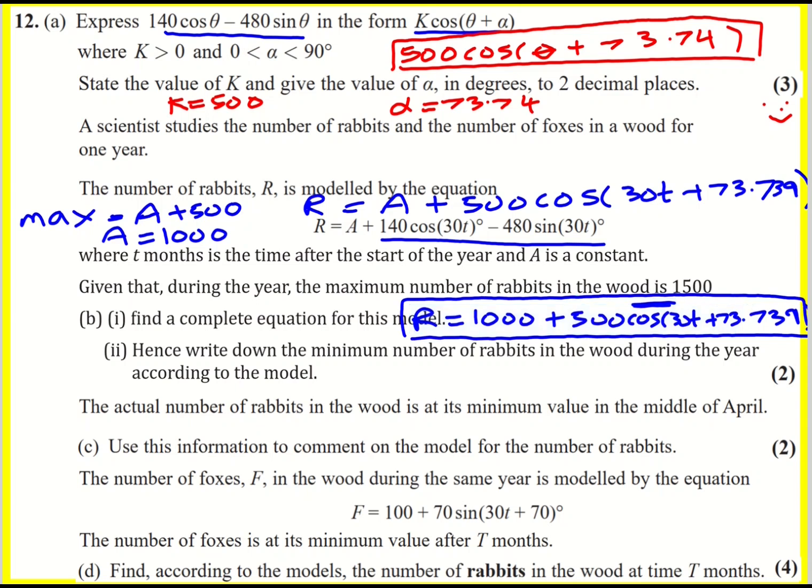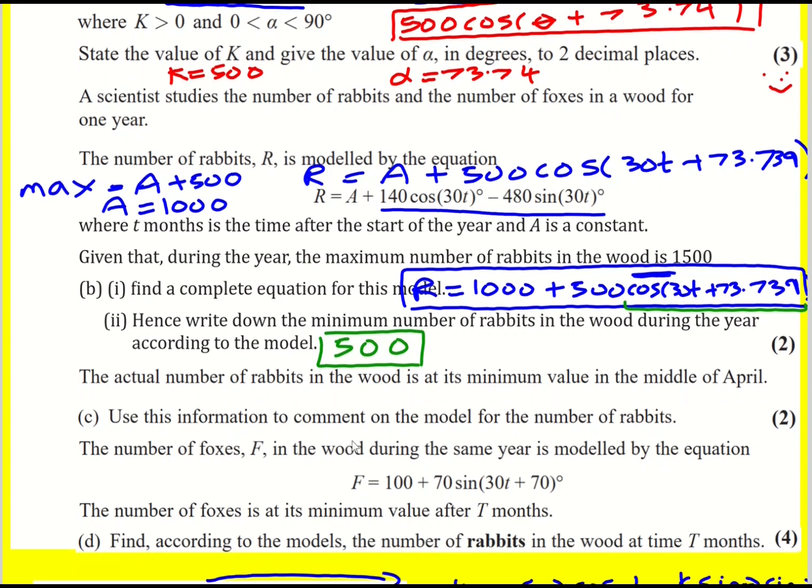Brilliant. Hence, write down the minimum number of the rabbits. So this is going to be when cos hits its minimum, and that is -1. So it will be 1,000 minus 500 instead of plus 500. The minimum is therefore going to be 500. The actual number of rabbits in the wood is at its minimum value in the middle of April.